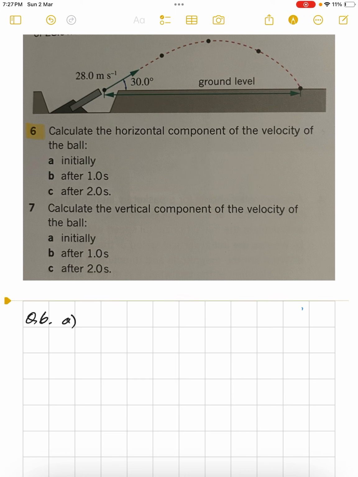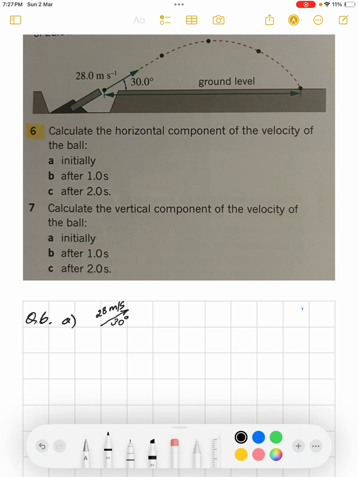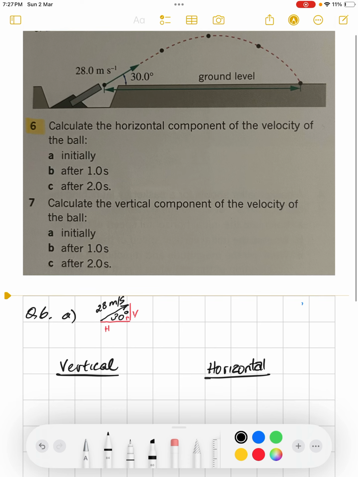So what we've got is this angle that it takes off from, which is 30 degrees above the ground at a velocity of 28 meters per second. I'll just draw this triangle here, and you've got the vertical and the horizontal. I like to put the two columns, the vertical and the horizontal, just so that we can keep in touch with what's happening here.